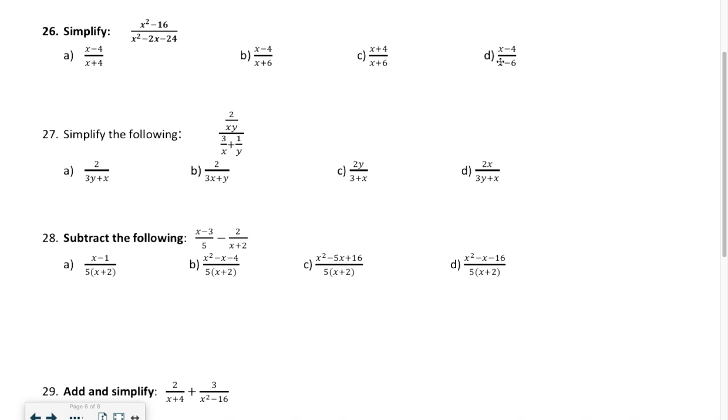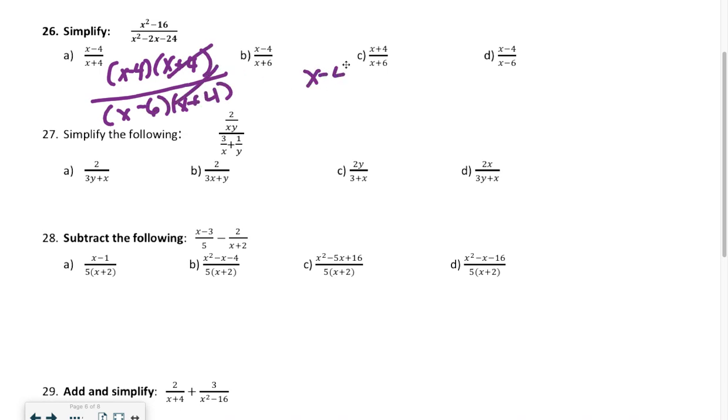Our next problem, we are going to factor. The numerator is a difference of squares. So we're going to have x minus 4 and x plus 4. And in the denominator, x minus 6 and x plus 4. The x plus 4s are the only thing that cancel. So we're left with x minus 4 over x minus 6, choice D.